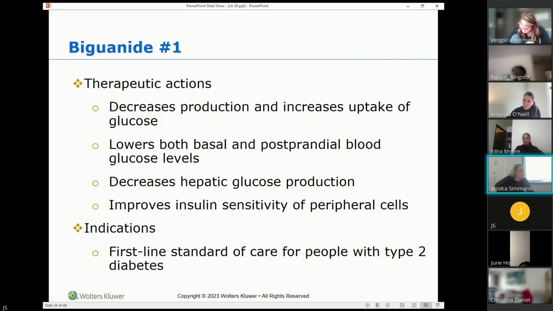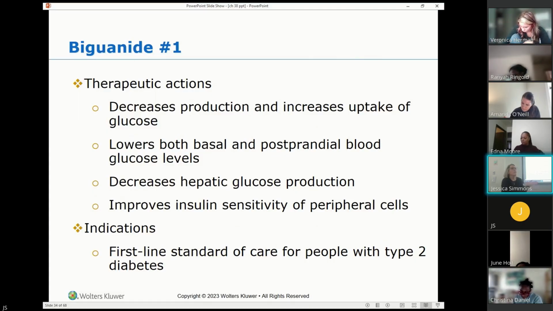Biguanides. Biguanides is important because that includes metformin. What is one of the most common medications that is prescribed in the US of A? Metformin. So the therapeutic action: it decreases production and increases uptake of glucose. It lowers both the basal and postprandial blood glucose levels. What does that mean?